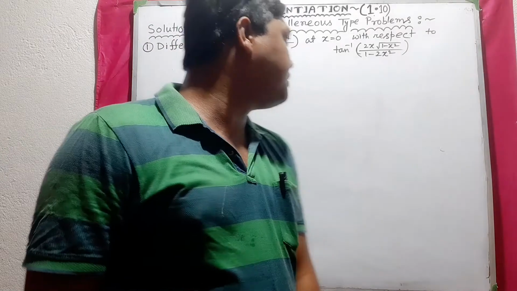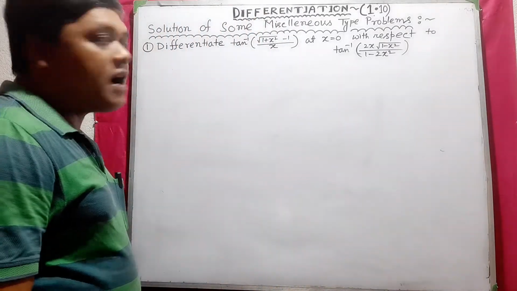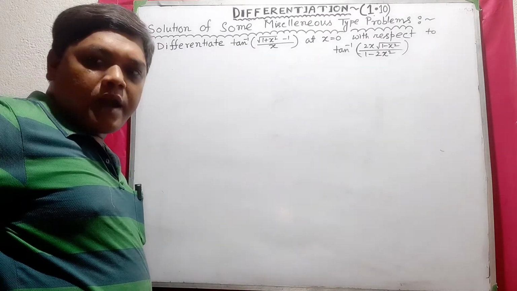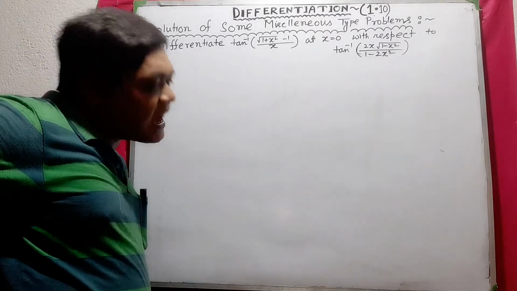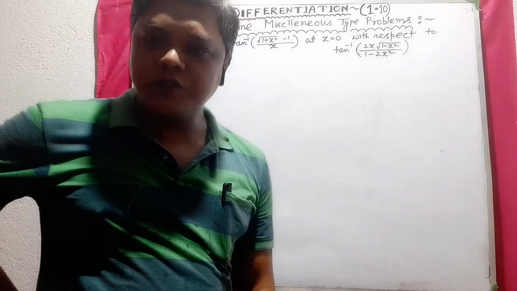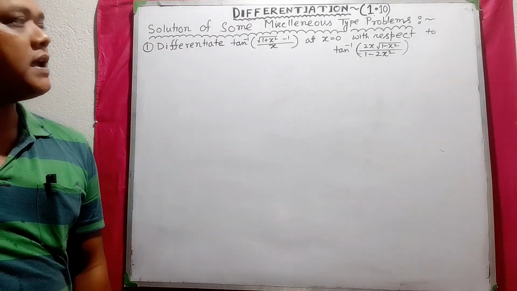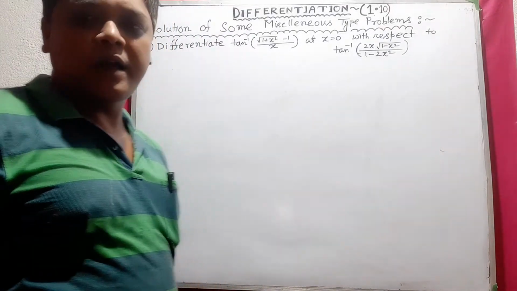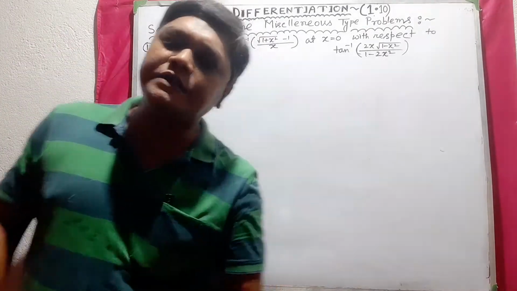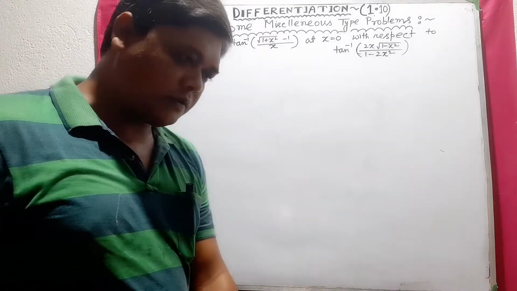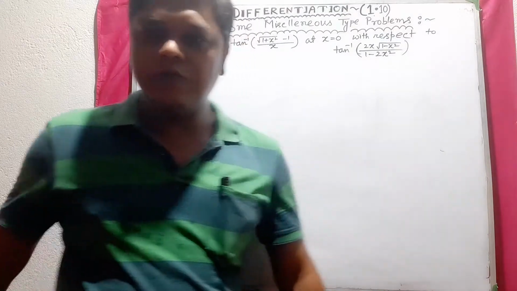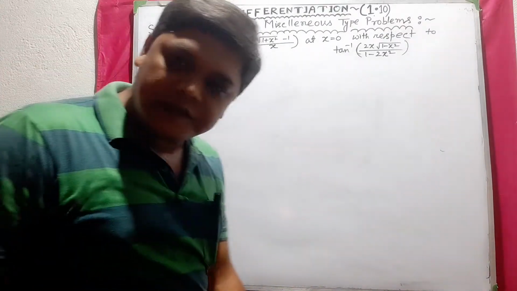First problem is: differentiate tan inverse of (square root of 1 plus x square minus 1) by x at x equals to 0 with respect to tan inverse of 2x into square root of 1 minus x square by 1 minus 2x square. This type of problem we have already solved in the previous class, so we already know the rule for how to solve it.